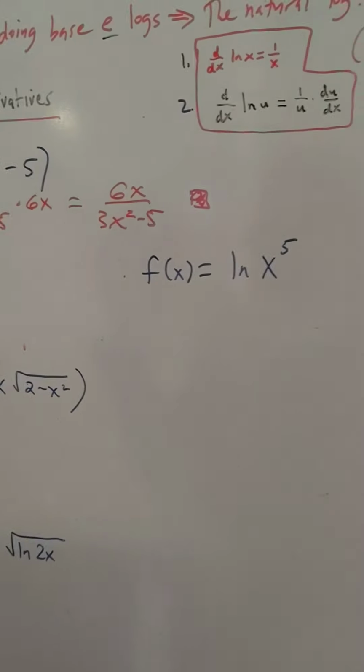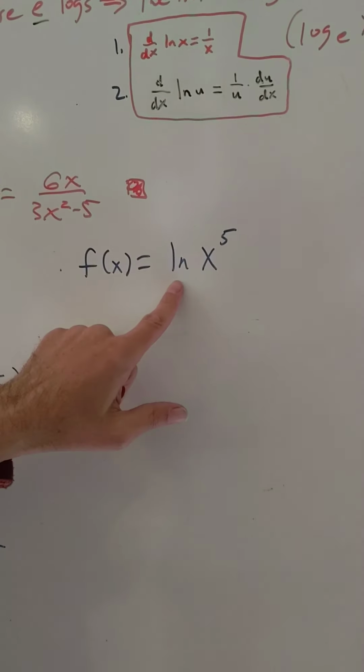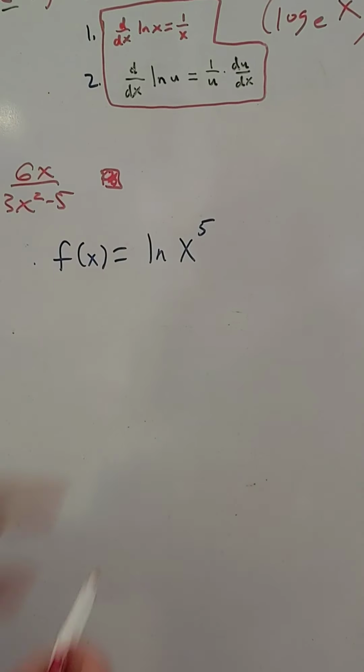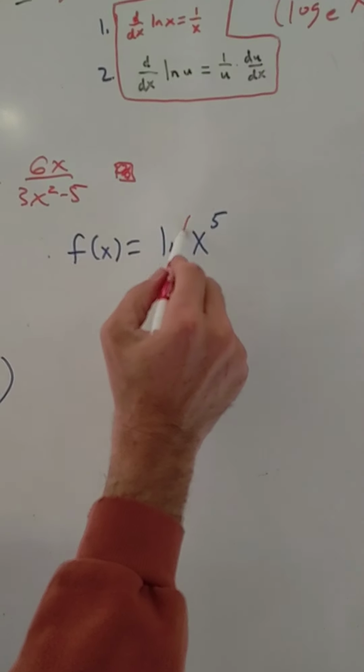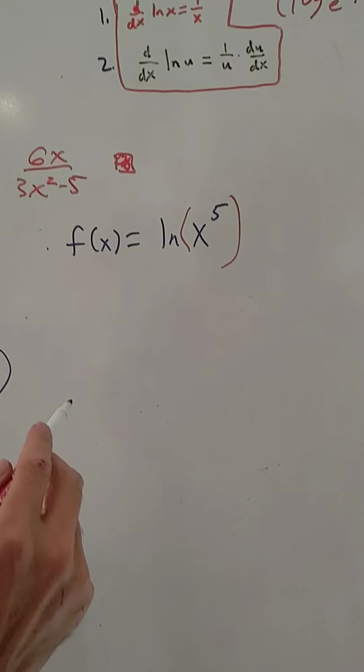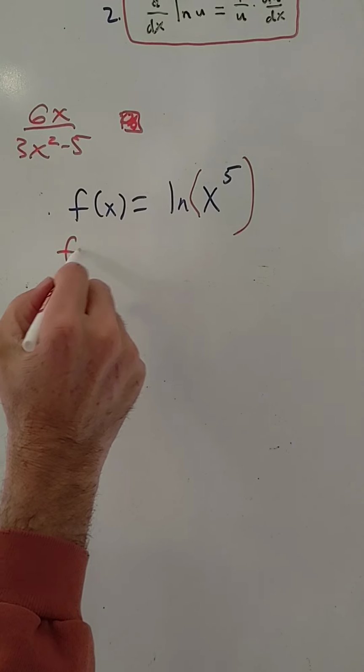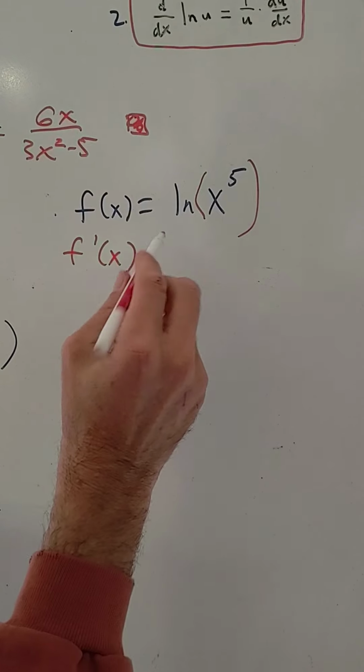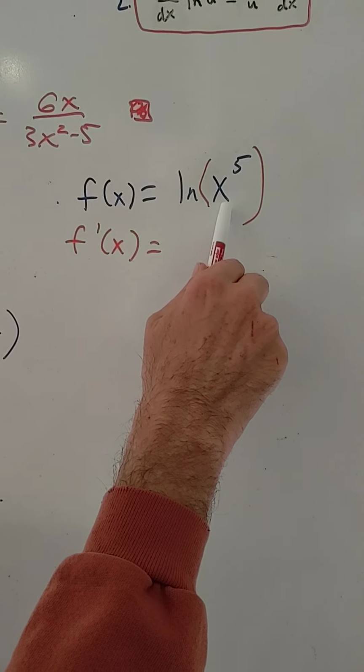Okay, so now, given f of x equals the natural log of x to the fifth, if it helps you, you don't have to do this. You can always say the argument is x to the fifth. That's more clear. So to find the derivative f prime of x, this is like the natural log of u, where u is some function of x.